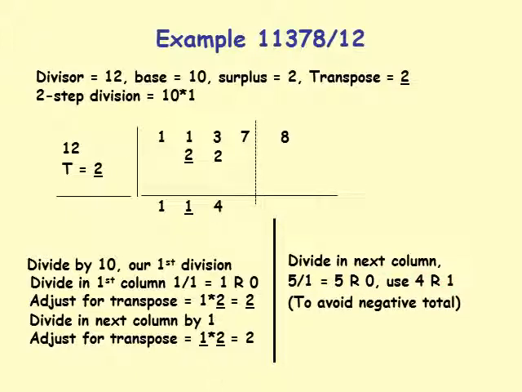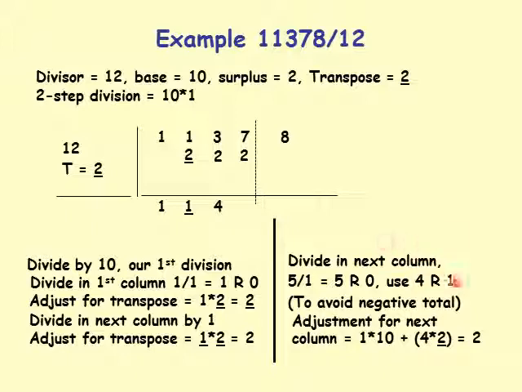Let's continue here. So we get 4 here, and now the adjustments. The remainder is proportional; proportionality is 10 for the first division. So the adjustment because of the 1 is 1 times 10, and due to the transpose it is negative 2 times 4, which is negative 8. So 1 times 10 plus negative 8 gives 2 as the adjustment in the next column. Okay, so we get 2 here.